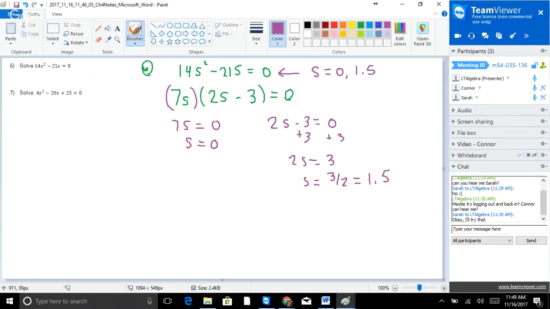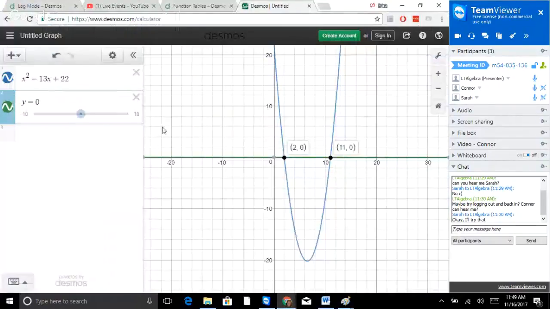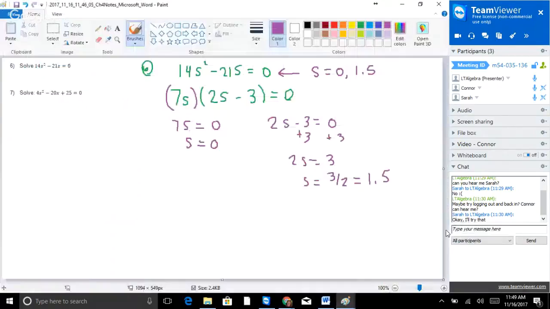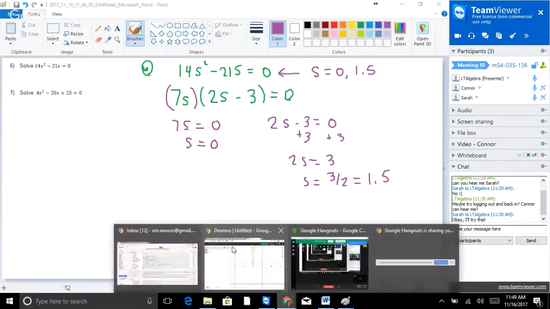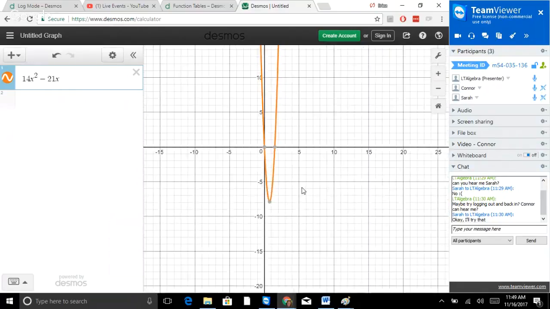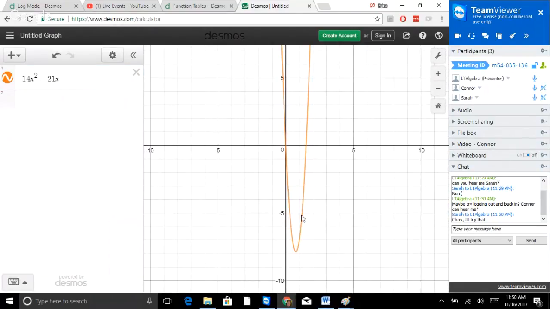Okay, so we're going to kind of full circle it here. So let's take my quadratic and plop it in Desmos. So it was 14, and it doesn't like s, so we have to use x. 14x squared. Oh, was it plus or minus? Let's see. Minus 21x. And we want to know where my equation equals 0. Well, my equation equals 0 when x equals 0 and when x equals 1.5. All right, so those are my 2 zeros in my equation.